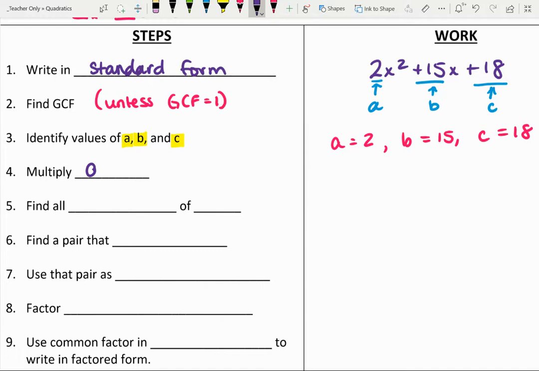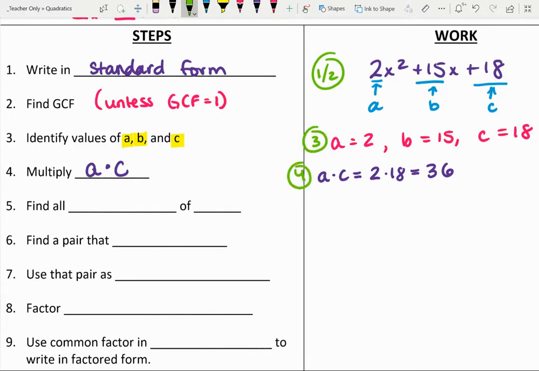We're going to multiply A times C. So our A times C is 2 times 18 in this case, and 2 times 18 is 36. So maybe I should be recording these steps here. This is step 1 and 2, step 3, step 4, right? We have A times C, we get 36. And then what we're going to do, now that we have that 36, is find all the factors of 36 so that we can find a pair that add to equal our B value.